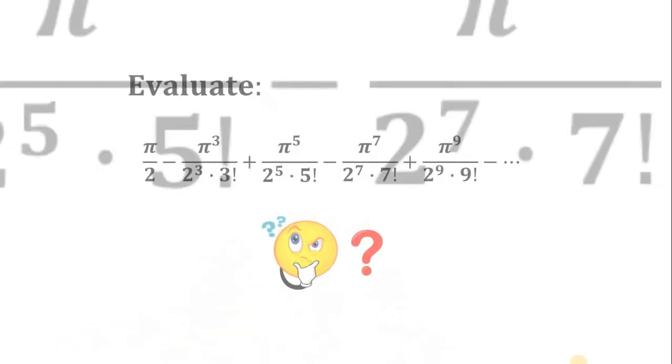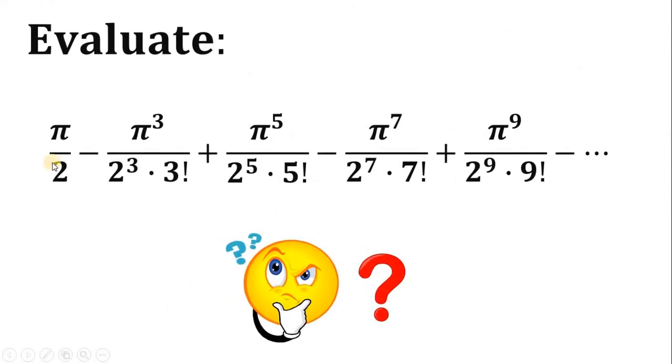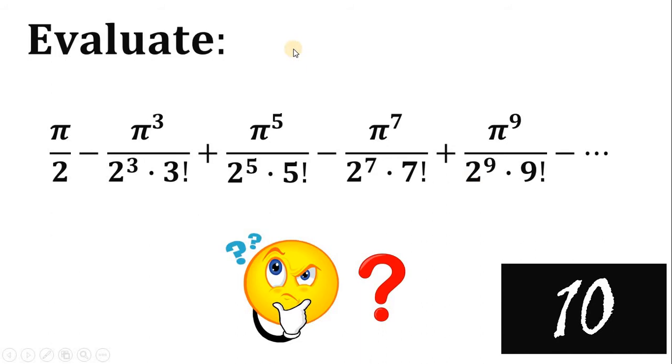Here's the question. Evaluate pi over 2 minus pi cubed over 2 cubed times 3 factorial plus pi raised to the fifth power all over 2 raised to the fifth power times 5 factorial minus pi raised to 7 all over 2 raised to 7 times 7 factorial plus pi raised to 9 over 2 raised to 9 times 9 factorial and so on and so forth. You can pause this video if you want to give this problem a try.